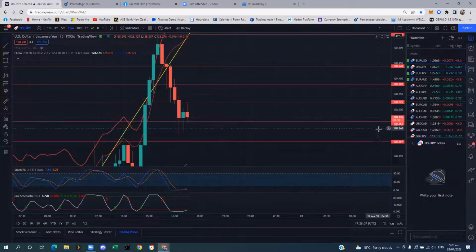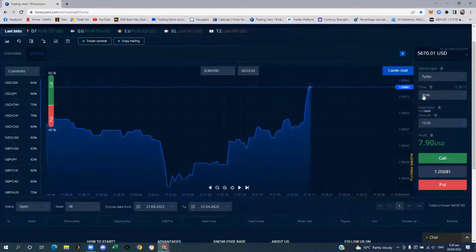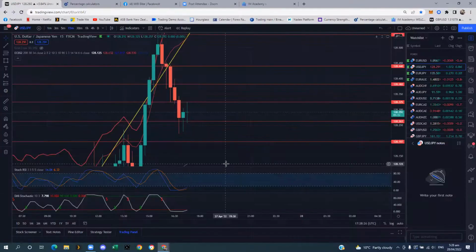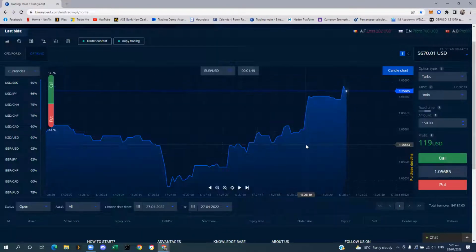When I'm trading, I trade 3-minute trades. So if you go back to your broker and you haven't set it up, make sure that you're on 3-minute timeframes. I don't touch this fixed time. I'm not going to get into explaining that, but I just leave it as is. And I'm just going to trade $150. You guys should be trading no more than 3%.